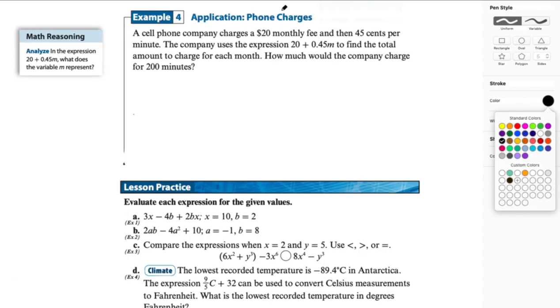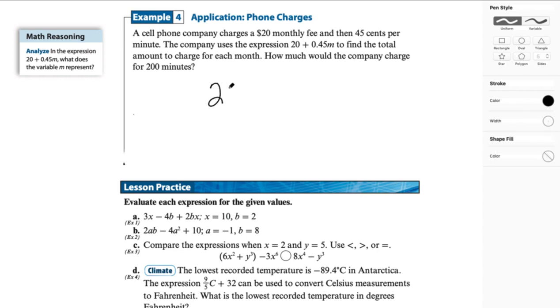All right, this is our last example. Let's try this one. Example 4. A cell phone company charges $20 a monthly fee and then 45 cents per minute. The company uses this expression to find the total amount to charge for each month. How much would the company charge for 200 minutes?